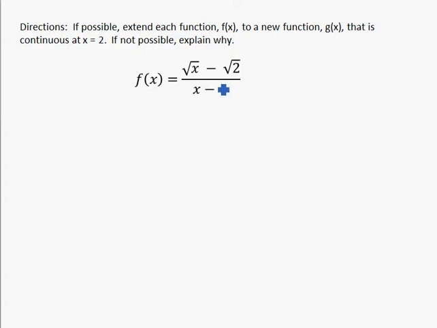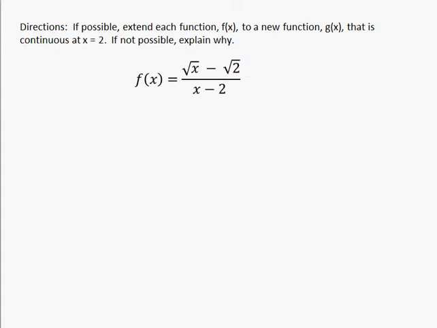Alrighty. We want to make this continuous at 2. We want to extend it. So let's check out what happens when we plug in 2. We get, oh my gosh, 0 over 0. And that means we should be able to cancel out a factor of x minus 2 from the top and the bottom. We already see x minus 2 in the bottom, but up top we have root x minus root 2. So we're going to have to do some work to get that x minus 2 out of there.